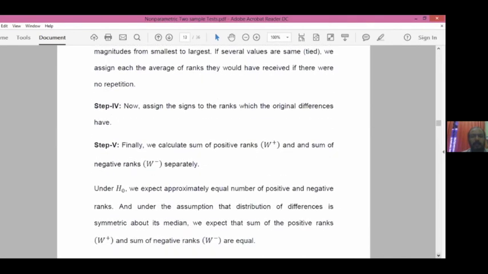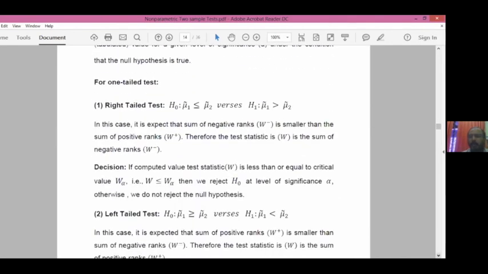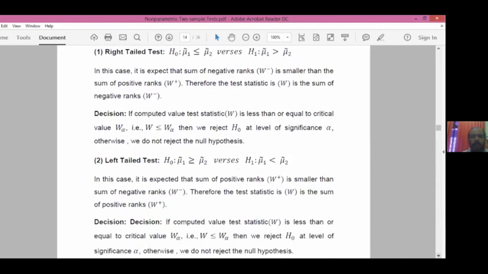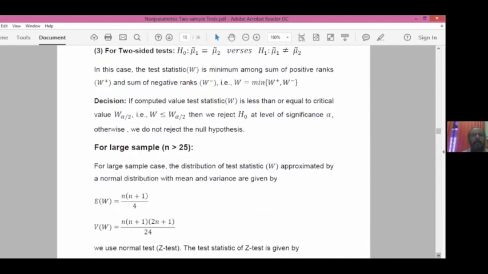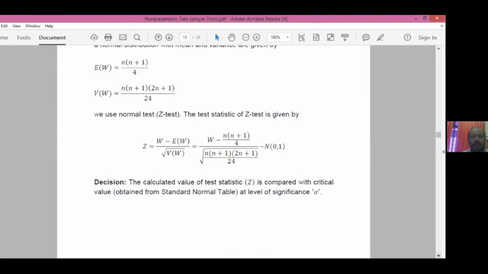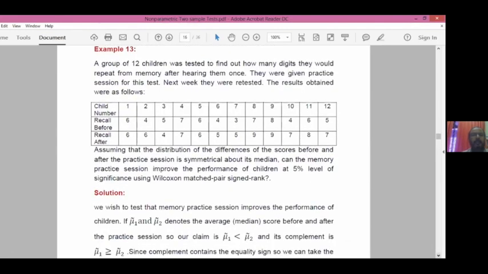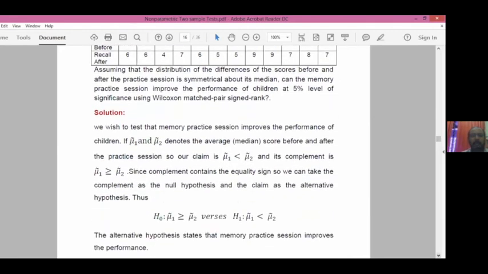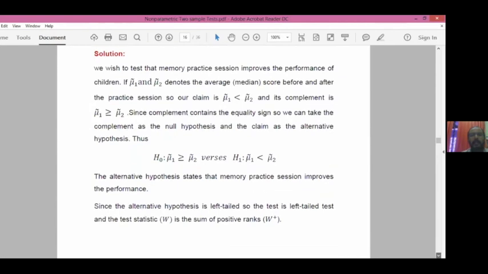I will come directly to some problems, and then I will demo the SPSS part also for the large sample case. So this is the problem. You see child number, look at 1 to 12, and before, recall before and after. We have to check here. So as per this statement, the hypothesis is formulated here.